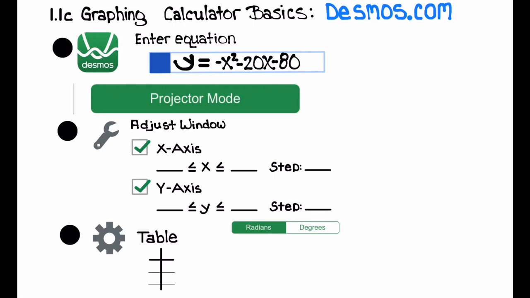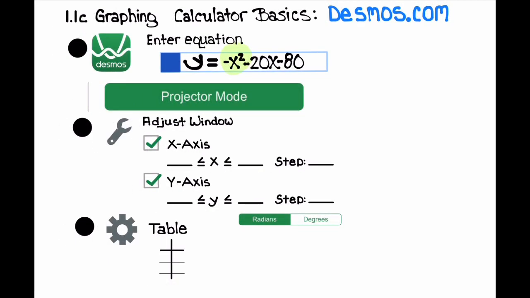Before we head over to Desmos.com and graph this equation, do you already know the shape of what this graph is going to look like? This function has an x squared and the leading coefficient is negative. If you know your parent functions, you already know this is going to be an upside down parabola. Next, when we go over to Desmos.com to graph this equation, I want you to keep in the back of your mind that you already know that this should look like an upside down parabola.